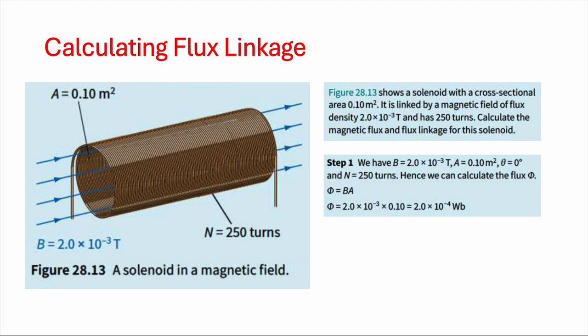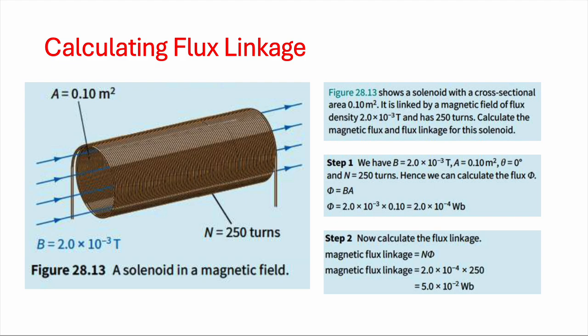To get the flux linkage, all we're going to do is multiply that by the number of turns. Okay, we're going to go N times phi, we're going to multiply that 2 times 10 to the minus 4 by 250 to get 5 times 10 to the minus 2 Webers.